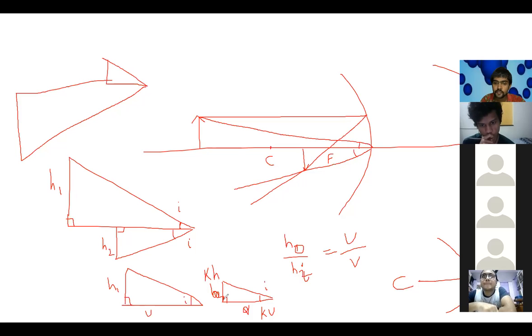So now we define this as magnification. Why do we define this as magnification? Magnification is K, the scaling factor. How much is it stretching? How much are you pulling? You pull more, what is happening? The image is magnified.